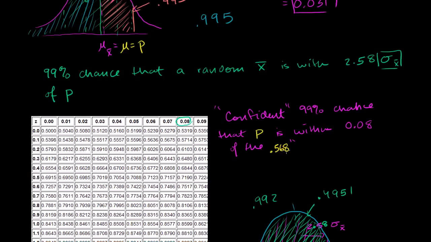So what would be our confidence interval? It would be 0.568 plus or minus 0.08. And what would that be? If you add 0.08 to this right over here, at the upper end, you're going to have 0.648. And at the lower end of our range, if we subtract 0.08 from this, we get 0.488. So we are 99% confident that the true population proportion is between these two numbers. Or another way, that the true percentage of teachers who think those computers are good ideas is between 48.8% and 64.8%.